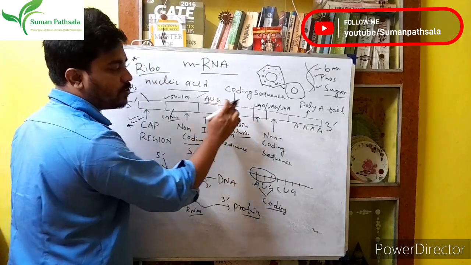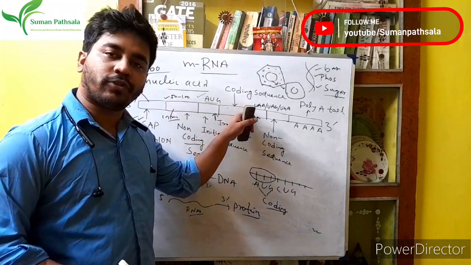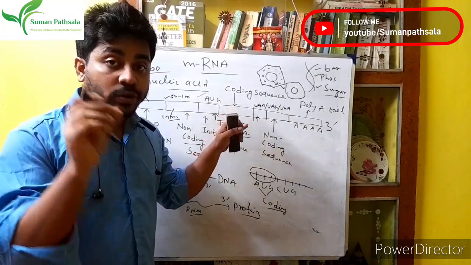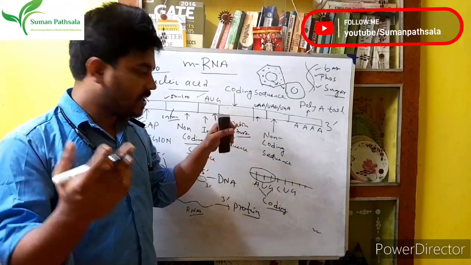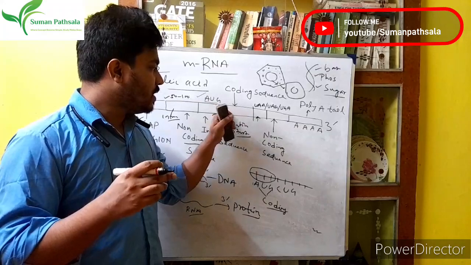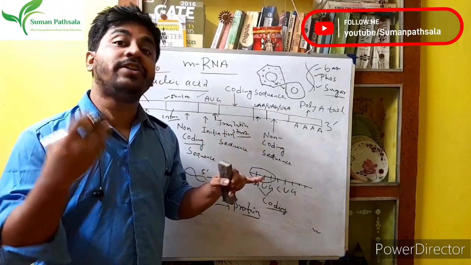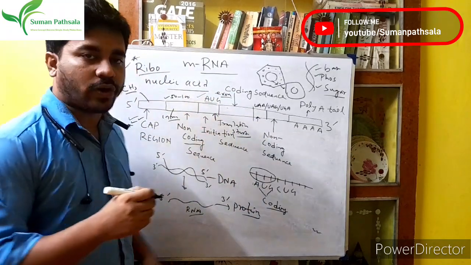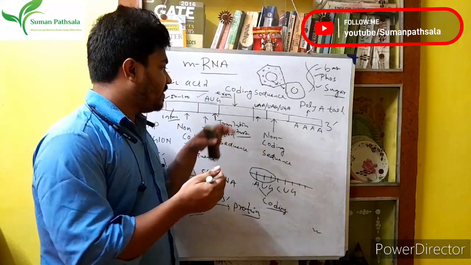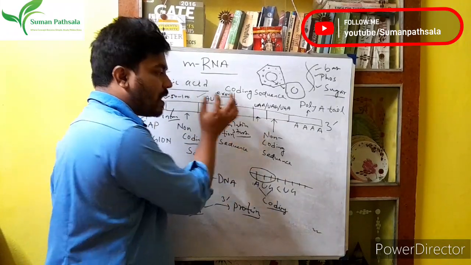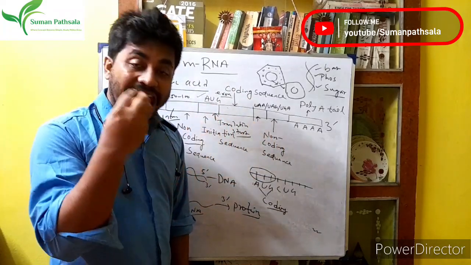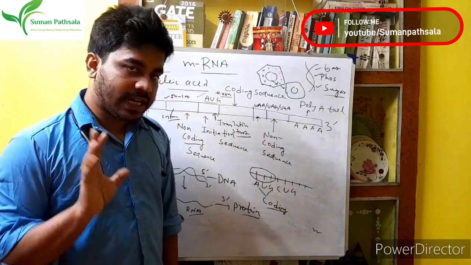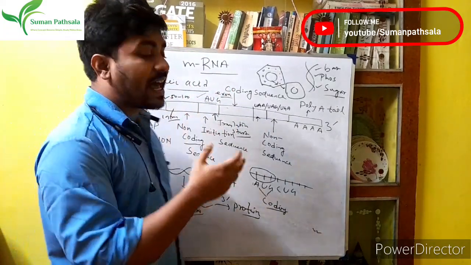The normal coding sequence means here many other codons are also present, but all have the character, right? Coding means it carries the character. So this coding sequence has nucleotides that all carry the character or information. That's why it is also called the exon. Exon means the functional part, the region of the mRNA from where the actual functional protein is formed. Clear?